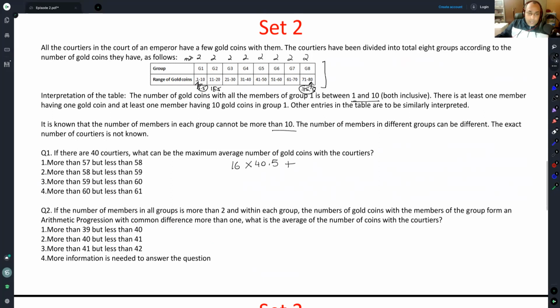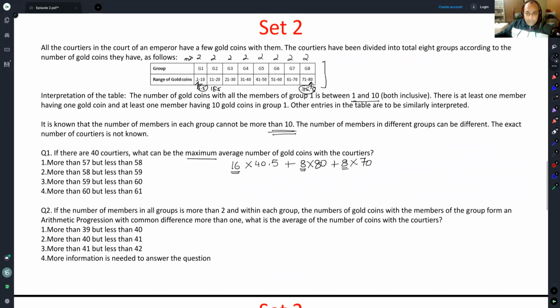This is done. Now my objective was to maximize the average. So if I want to maximize the average, I would want people who have more gold coins. The next 8 people that I introduce, and why 8? Because no group can have more than 10 people. The next 8 people that I introduce will be in G8 and all of them will have 80 coins. So far, how many people have been taken care of? 24. The next 8 people that I introduce will be in G7 and all of them will have 70 coins. 32 people have been taken care of.